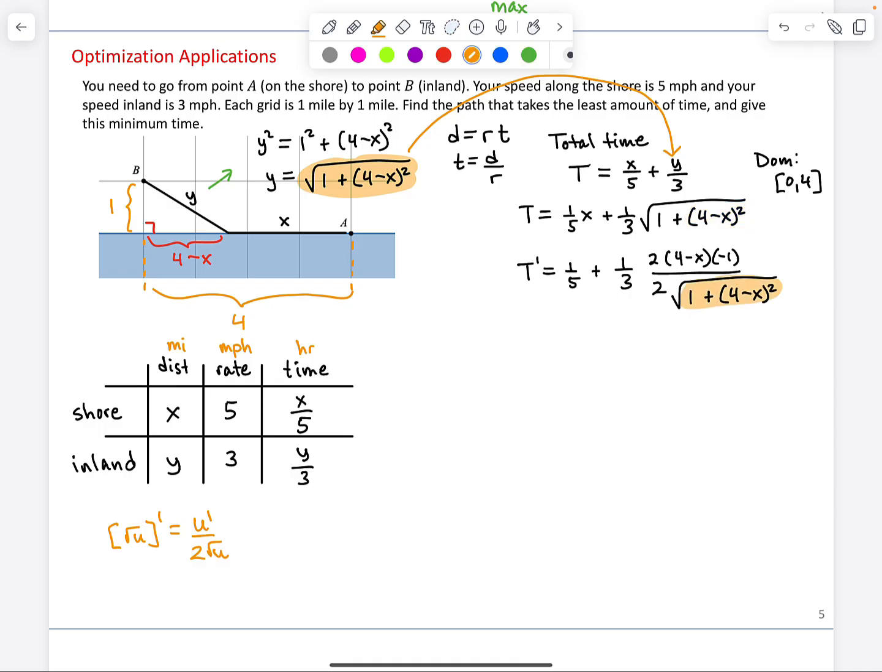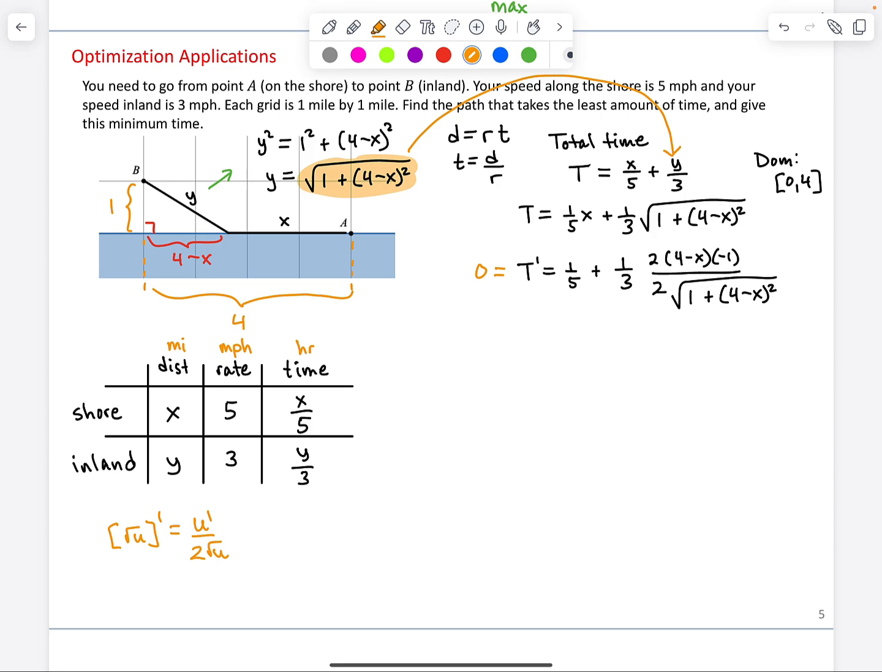This denominator can never be 0, no matter what x is. So we have no restrictions on x, meaning the domain of our derivative is the same as the domain of the original, and so we do not have any type 2 critical numbers. So instead, we're going to look for type 1 critical numbers by setting the derivative equal to 0.